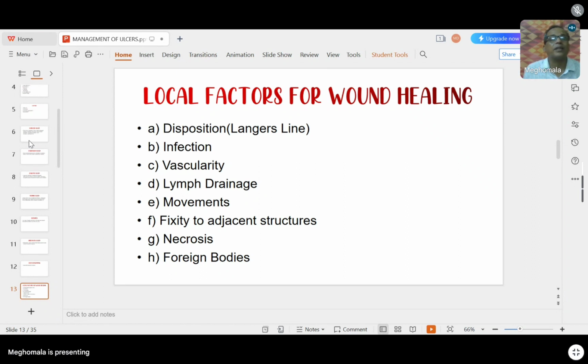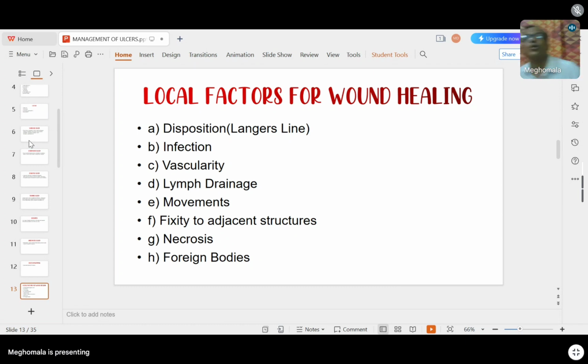Then there is infection. Presence of infection always delays wound healing. That's why modern doctors, all of us, often give antibiotics to control infection in a wound. Then vascularity. If there is less vascularity in an area, for example varicose veins, varicose ulcer, the common site of varicose ulcer is the medial malleolus or lateral malleolus.